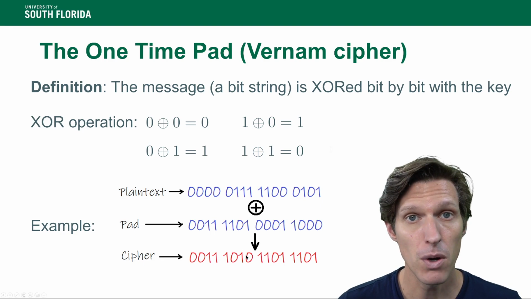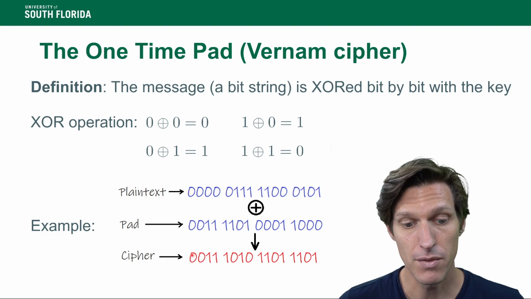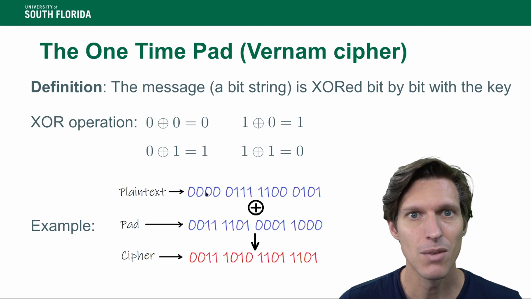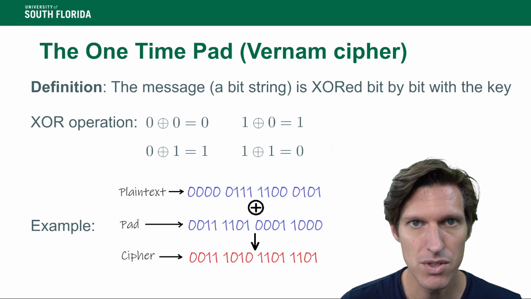Okay. Now, if you want to decrypt, you do the exact same operation of XORing the cipher with the key. So you remember, if you have 0 XOR 0 equals 0, then also you'll have that 0 XOR that 0 gives you the 0, okay? And for example here, 1 XOR 1 gives you 0. So interestingly, with the one-time pad, the encryption and the decryption are exactly the same procedure, okay?